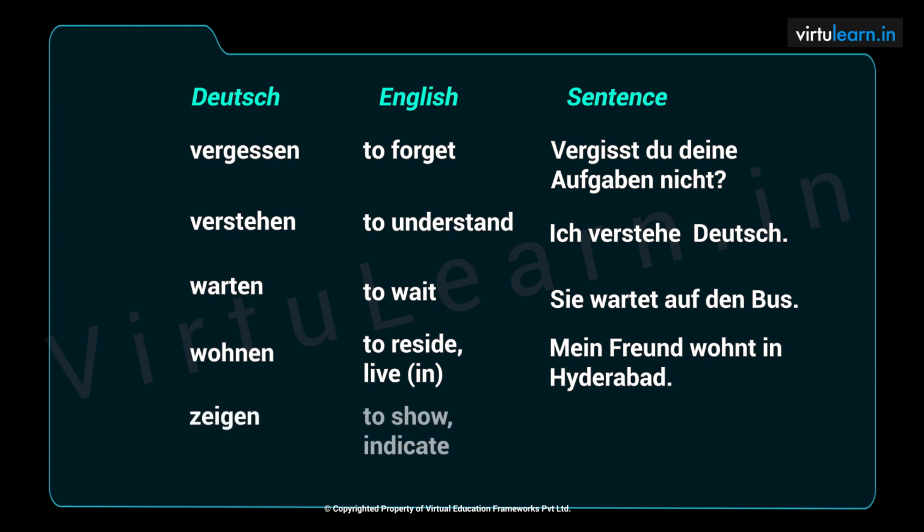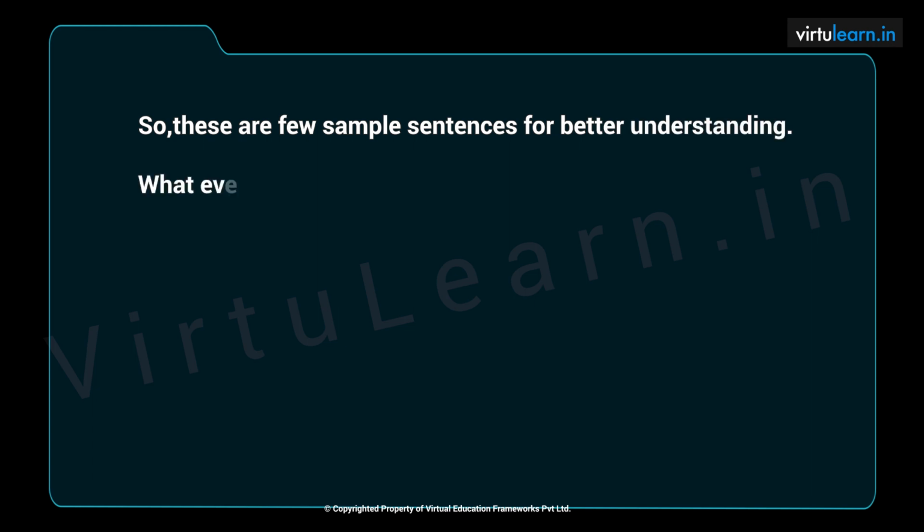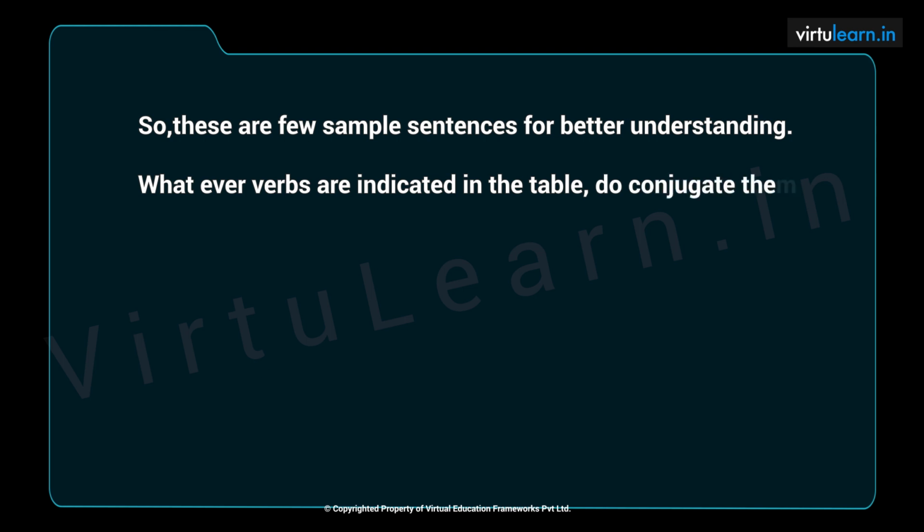Zeigen, to show or indicate. Der Lehrer zeigt uns die Karten. The teacher is showing us the card or cards. So these are a few sample sentences for your better understanding. Whatever verbs are indicated in the table, do conjugate them and start building up the sentences.